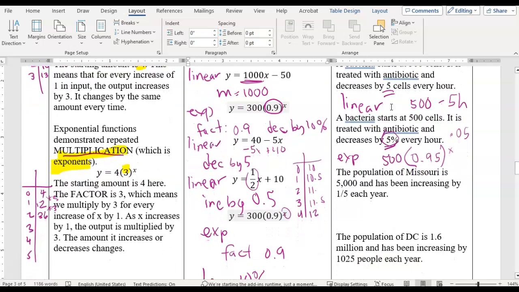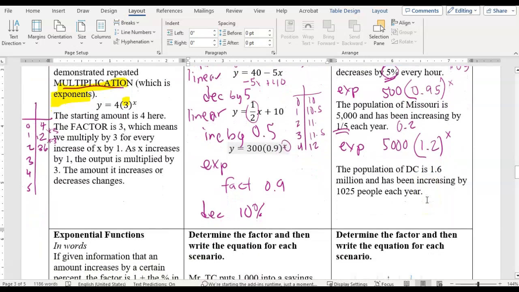The population of Missouri is 5,000, and has been increasing by 1/5 each year. All right, so this is exponential. It's 1/5 of 5,000 and then 1/5 of whatever that produces, right? It is 5,000, increasing by 1/5. That is, in fact, 20%. So 1.2 is my factor because it's increasing. So I'm adding that 1 to my 20%, to the power of x.